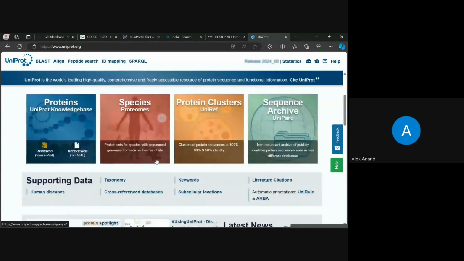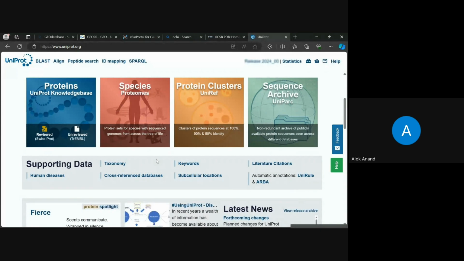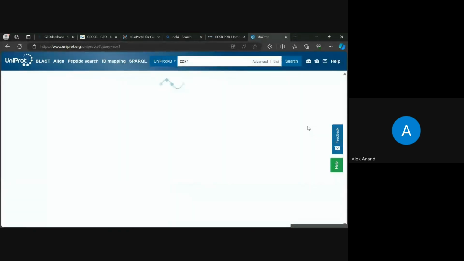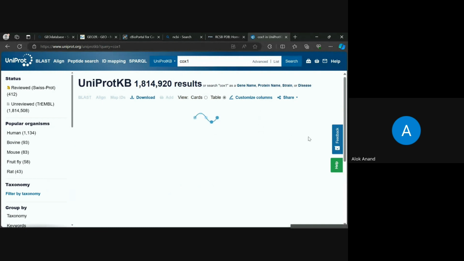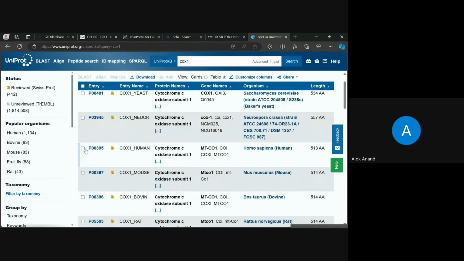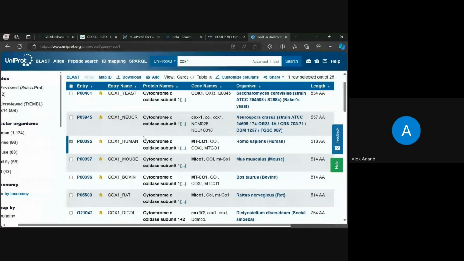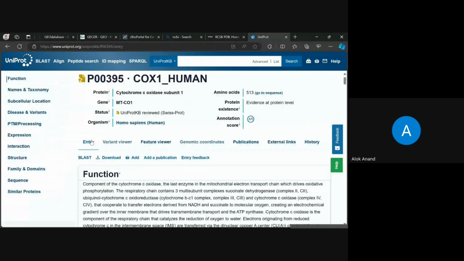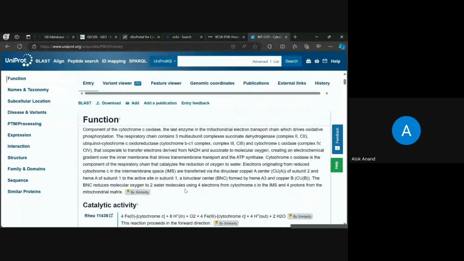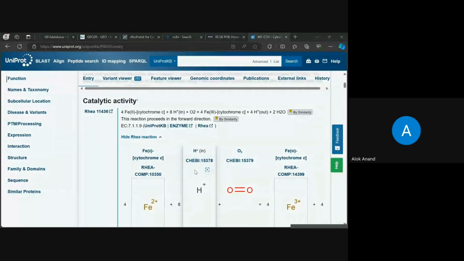Now see, on this platform you get the complete information of a protein. Suppose I type the same protein here, COX-1. Now see, this one is human, so this is my interest. I will click on this. And now I'm going to get the complete information about this protein from here. Function: component of the cytochrome c oxidase, the last enzyme in the mitochondrial electron transport chain, driving oxidative phosphorylation, and so on. The complete information is available here.